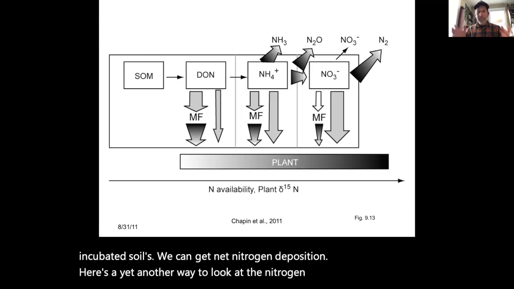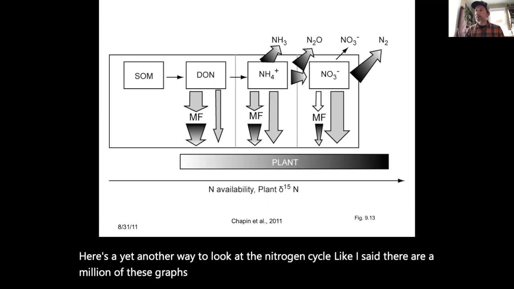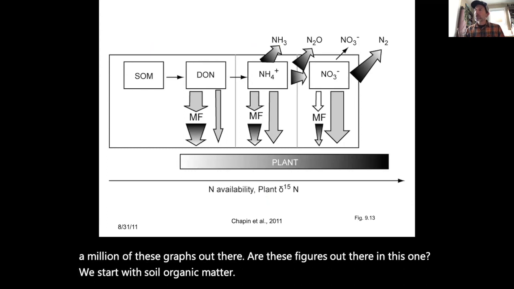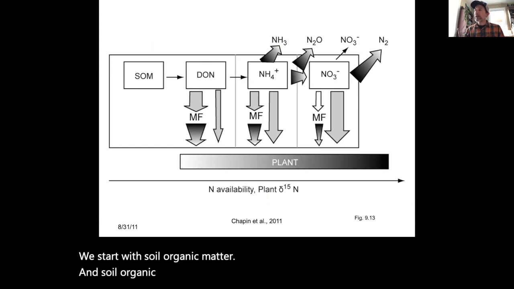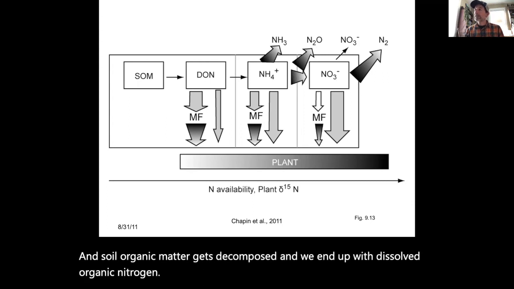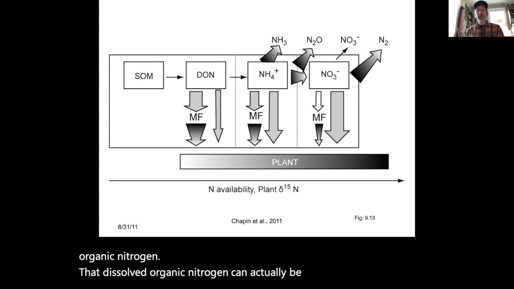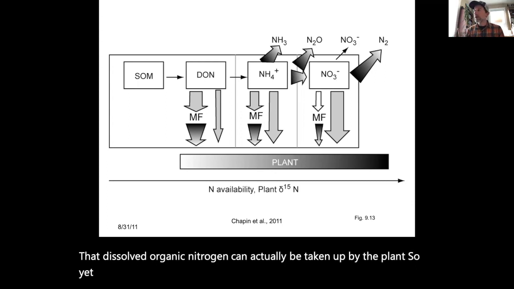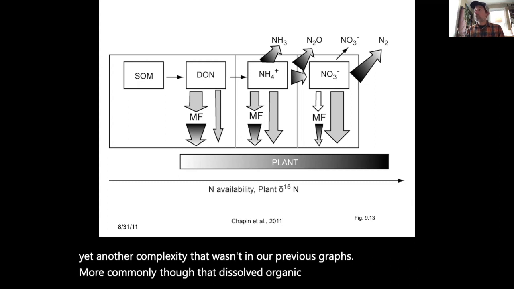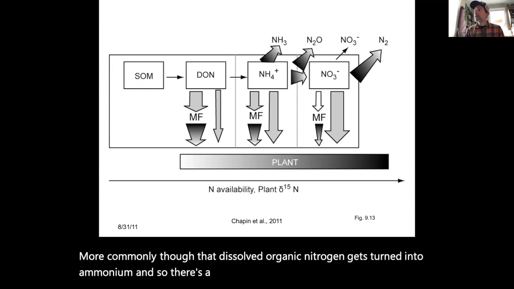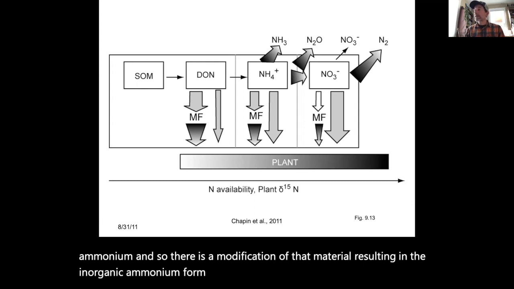Like I said, there are a million of these graphs out there, or these figures out there. In this one, we start with soil organic matter, and soil organic matter gets decomposed and we end up with dissolved organic nitrogen. That dissolved organic nitrogen can actually be taken up by the plant. So yet another complexity that wasn't in our previous graphs. More commonly though, that dissolved organic nitrogen gets turned into ammonium. And so there's ammonification of that material, resulting in the inorganic ammonium form of nitrogen. That can be taken up by the plant.